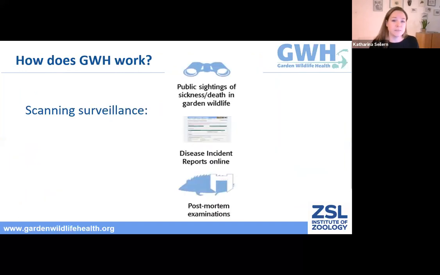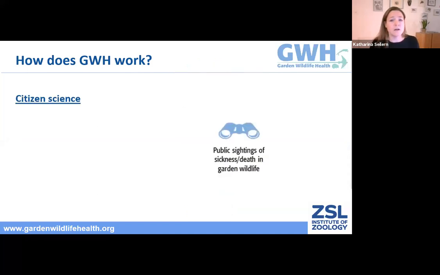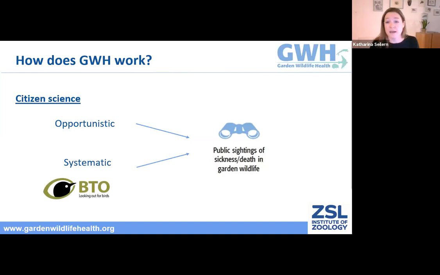There are, of course, many different methods for conducting wildlife disease surveillance. But we, as mentioned, rely on the public to report disease incidents or fatalities of garden wildlife to us via our website. Occasionally, when a freshly dead carcass is involved, we can also obtain the specimen for postmortem examination. We receive these disease reports in two different ways: firstly, through opportunistic reports, and secondly, through so-called systematic reports. So what does that actually mean? Briefly, the opportunistic reports.